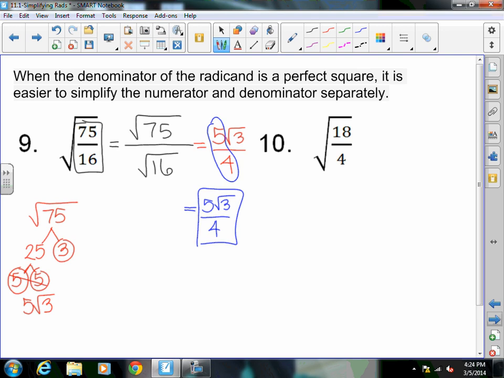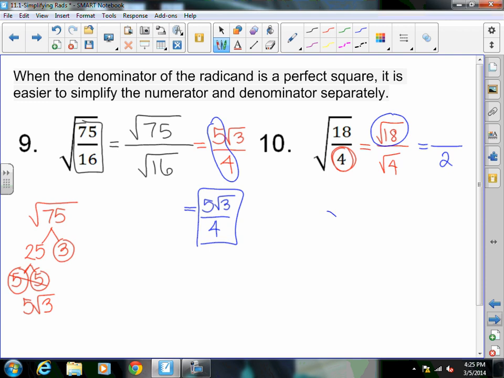Number 2. Now, this one can be reduced, but here's what you need to look at. Look at this bottom number. If you square root that bottom number, what is the square root of 4? It's going to be a whole number. So if your bottom number is going to give you a whole number, then go ahead and write it like this. Because the square root of 4 is 2.